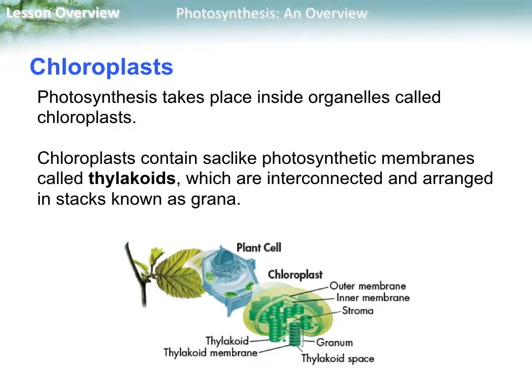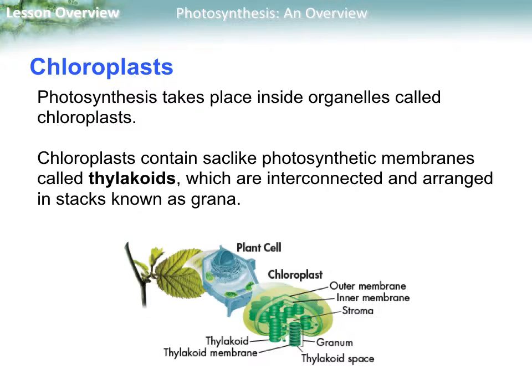All right, so chloroplast. Photosynthesis takes place inside organelles called chloroplasts. And chloroplasts contain sac-like photosynthetic membranes called thylakoids. These are interconnected and arranged in stacks known as grana.